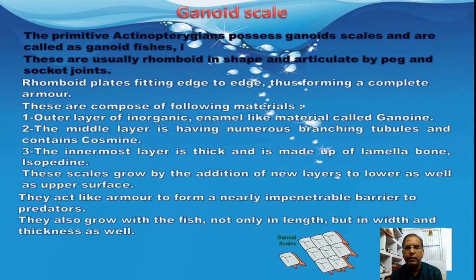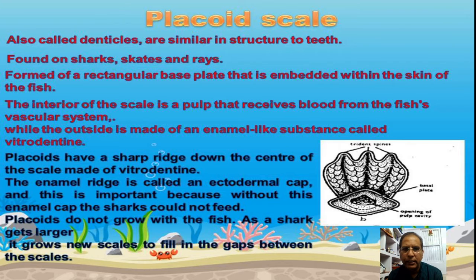These scales grow by the addition of new layers to the lower as well as upper surface. They act like armor to form a nearly impenetrable barrier to predators. So predators cannot harm these ganoid scale containing fishes. They also grow with the fishes not only in length but in width and thickness as well. So their growth is in all directions.